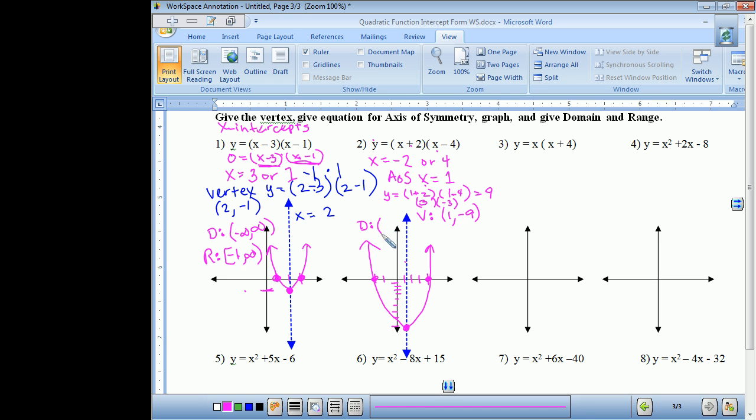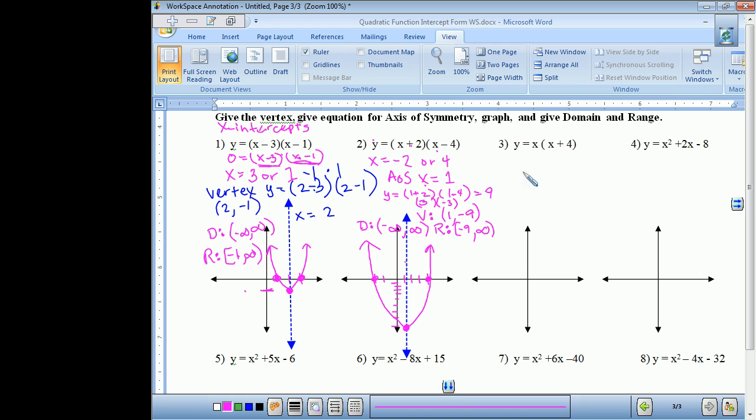Okay, what's our domain? Every time. Negative infinity to positive infinity. And for this one, the range, from bottom to top, what's the lowest possible y value? -9. And it goes up forever. How do we describe up forever? Infinity.